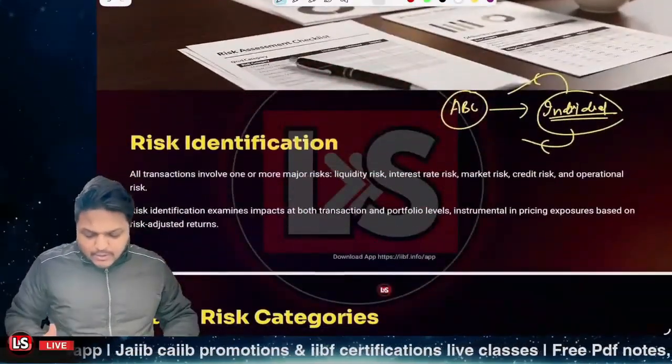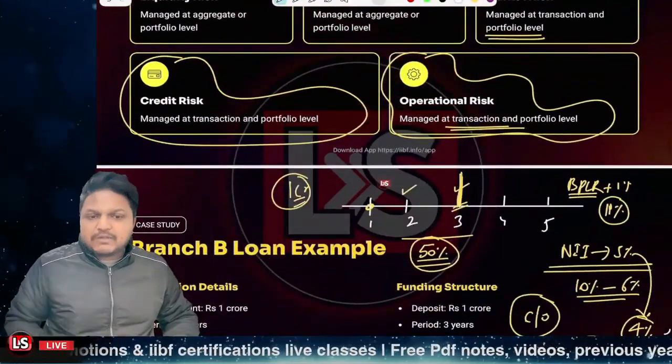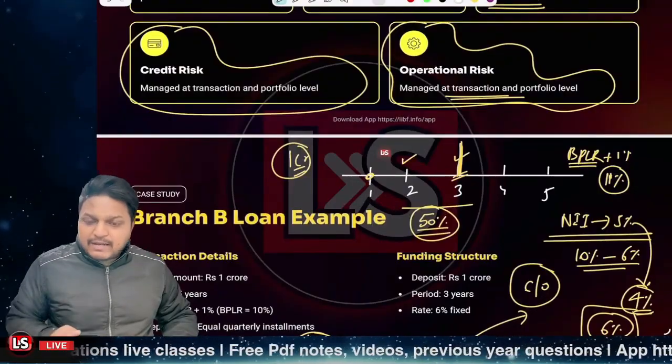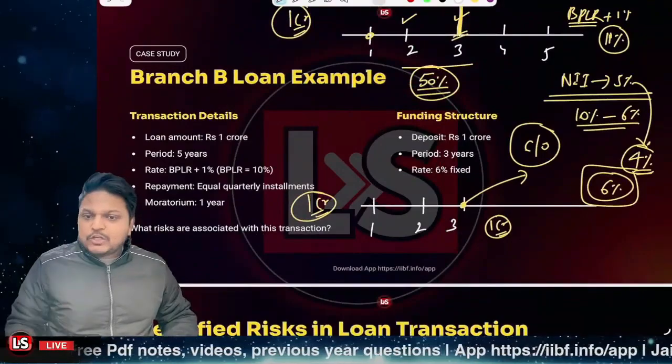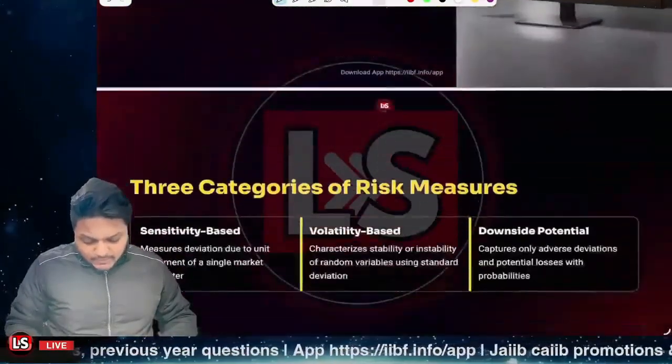So we covered the risk identification and the major risk categories, we even covered a case study, right? So if you are going to clear the CAIIB, if you have a resolution that you want to clear the CAIIB in the first attempt, this is going to be a very good opportunity for you, right? And now let's move further.